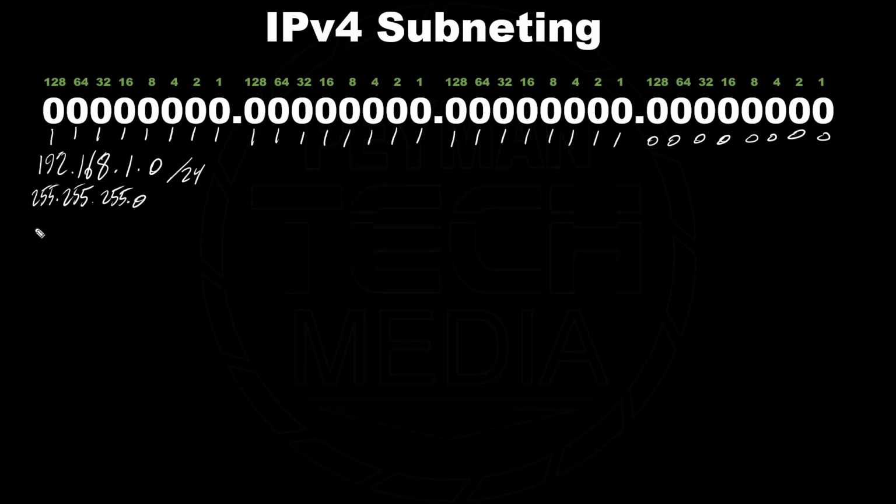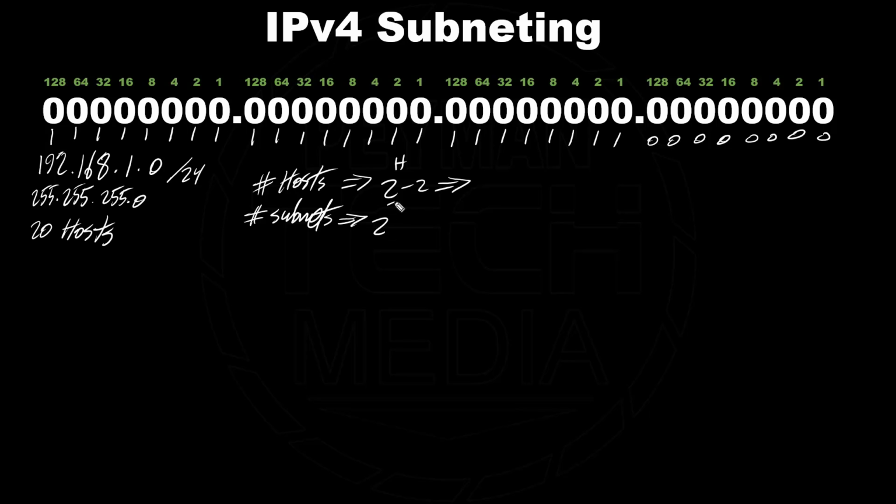Okay, so they are asking for 20 hosts or 20 available IP addresses. Earlier we talked about the number of hosts: 2 to the power of host bits minus 2 gives the available IP addresses. We take out the network address and the broadcast address, so that's why we do the minus 2. And the number of subnets is 2 to the power of subnet bits.